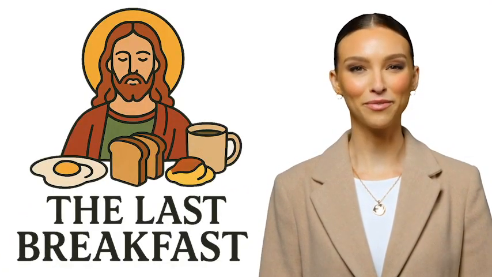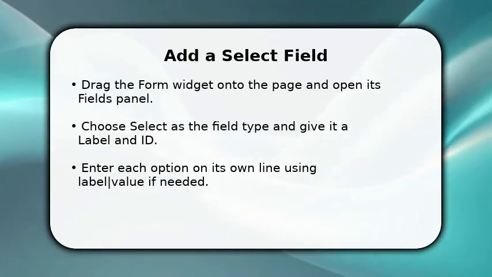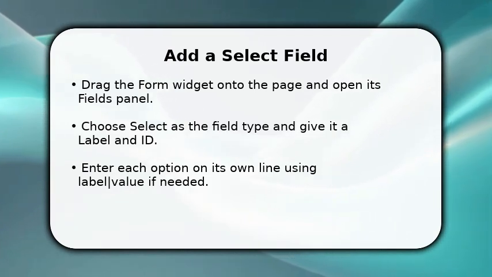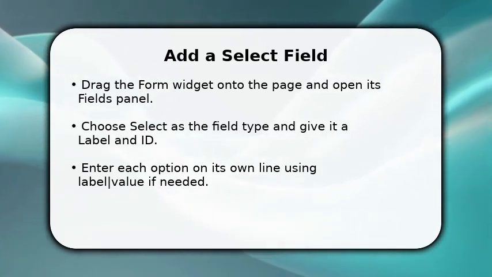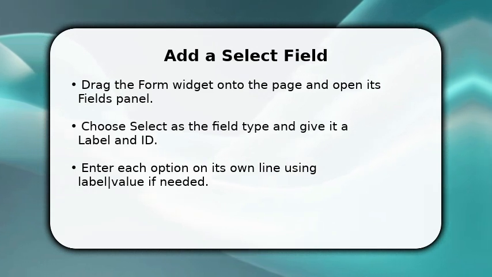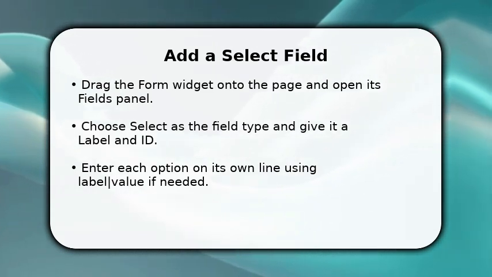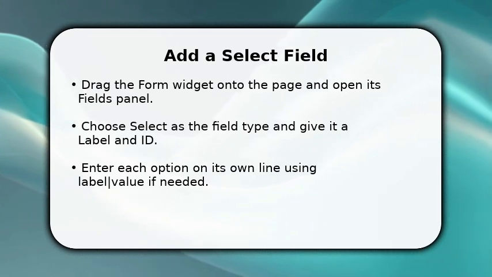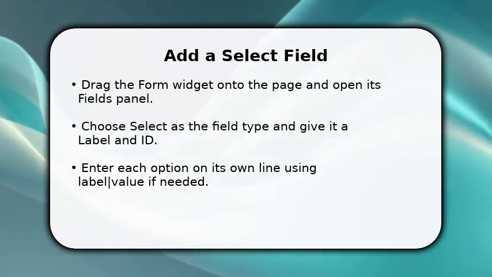Please enjoy the video. Drag the Elementor form widget onto your section and click to edit fields. This creates a form container. Click Add Item and set Type to Select to create a drop-down field. Give the field a clear label and a unique ID for submission and style targeting.